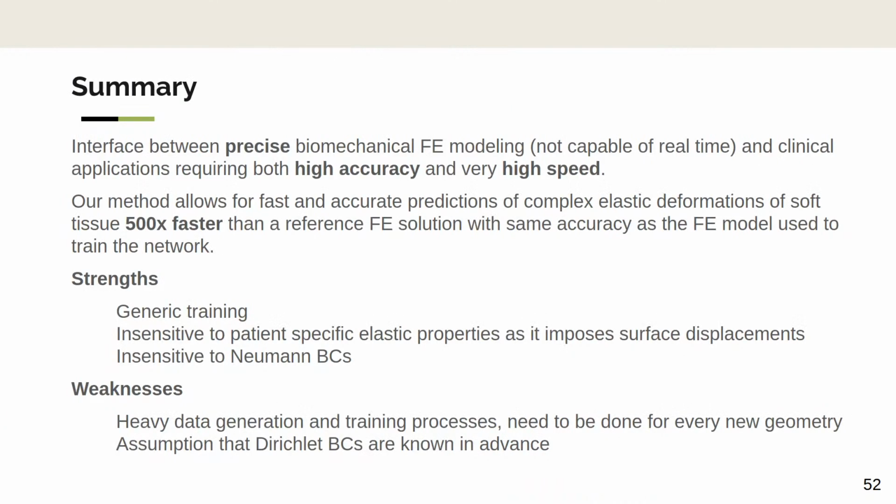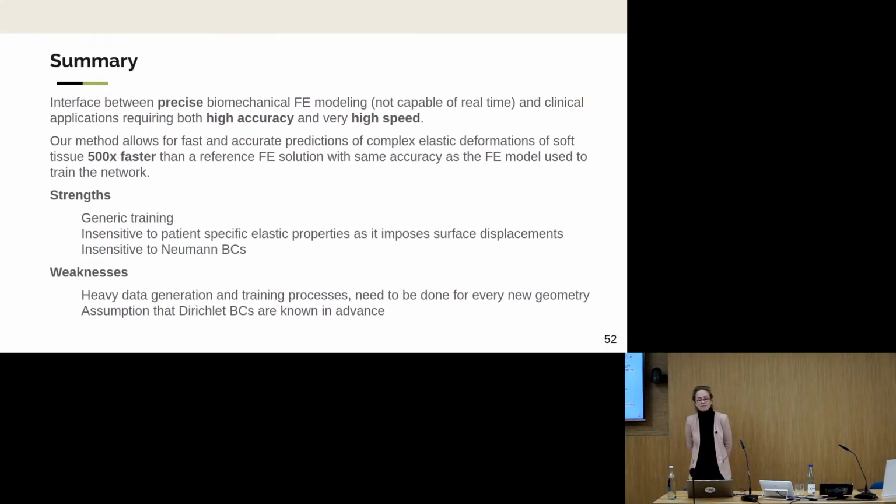So if I summarize, we can say that the U-Mesh is an interface between precise biomechanical finite element modeling that is not capable of real time, and clinical applications that require both high accuracy and very high speed. So our method allows for fast and accurate predictions of complex deformations of soft tissue, about 500 times faster than the reference finite element solution. One of the major strengths of our approach is the generic training that allows the method to be insensitive to patient-specific elastic properties as it imposes surface displacements, and also insensitive to Neumann boundary conditions.